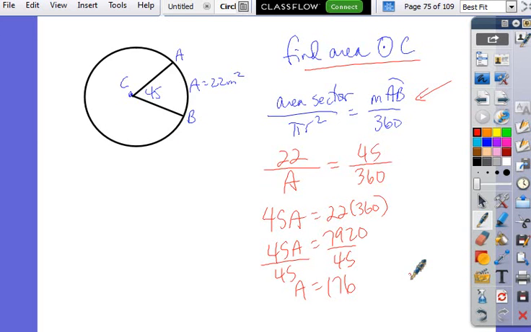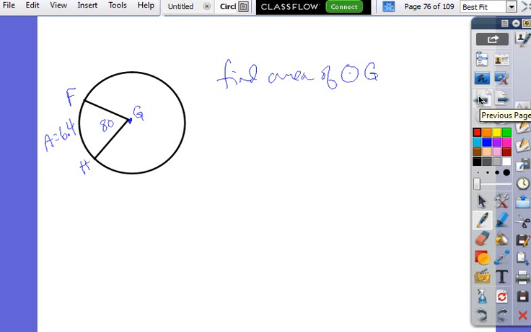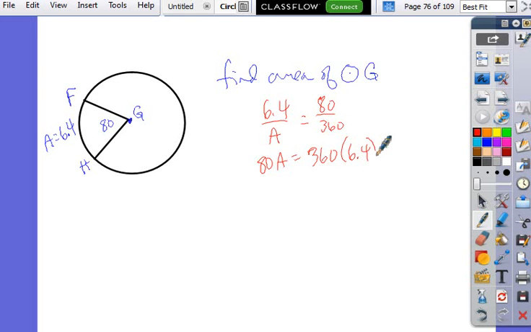All right, so here we're doing area of the whole circle again. You should be able to set it up and solve it just like the last one. Give me the proportion that we would use. 6.4 over a. We're going to take out the pi r squared and put in area since that's what we're looking for. Degree, always over 360. So 80 times a equals 360 times 6.4, which is 2304. Then 2304 divided by that 80 is 28.8. Any questions on finding area when it gives me that information?